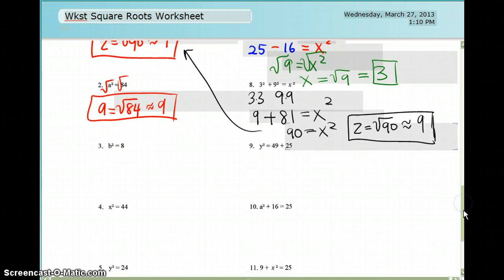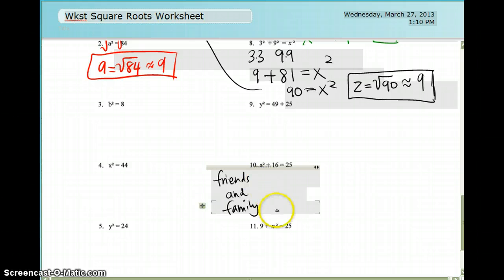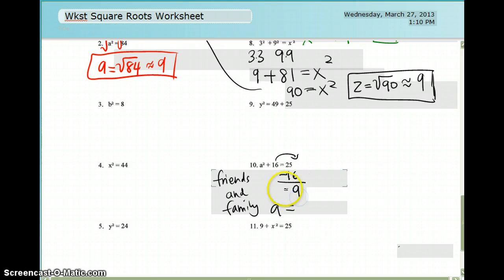Let's go and scroll down to number 10. On number 10, I need to apply a little bit of what I remember about friends and family. Anytime that I'm solving for the variable, everything has to leave the house, friends and the family, so that a, the party boy or girl, is there by themselves now. So to do that, the 16 has to leave first. To do that, you have to do the inverse operation. So we have to subtract 16 from 25, giving me 9. So that's equal to a squared. Then from here, I would do the square root. So a is really the square root of 9, which is really the answer of 3.